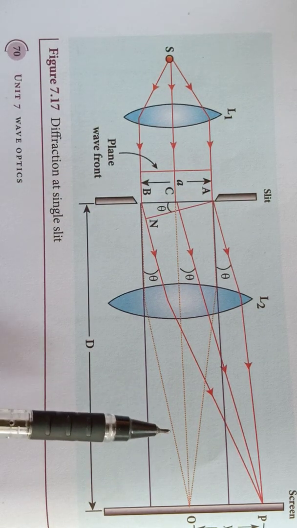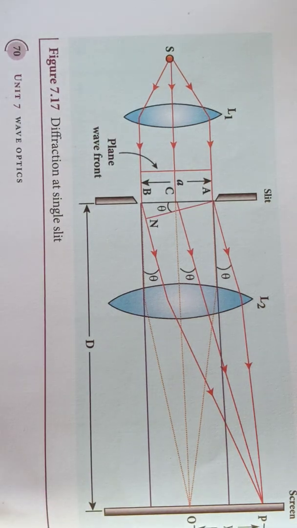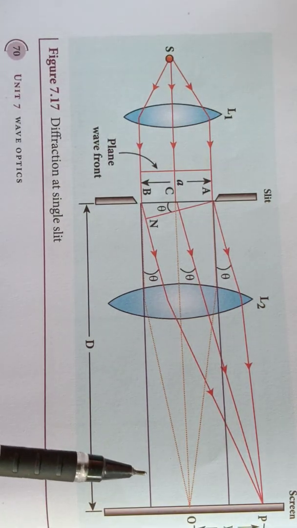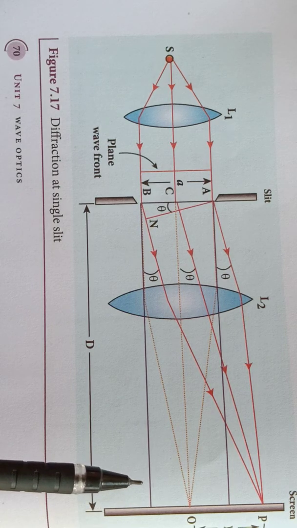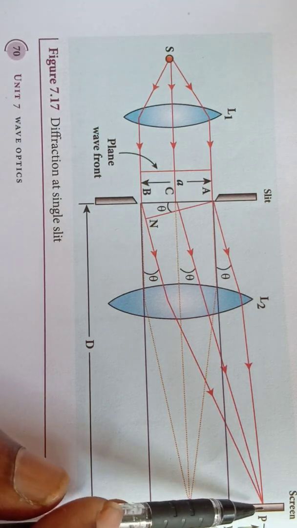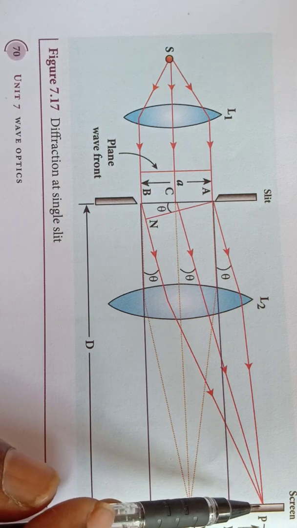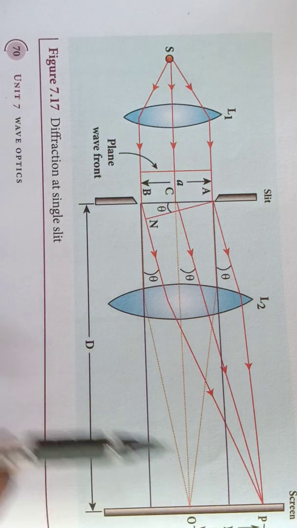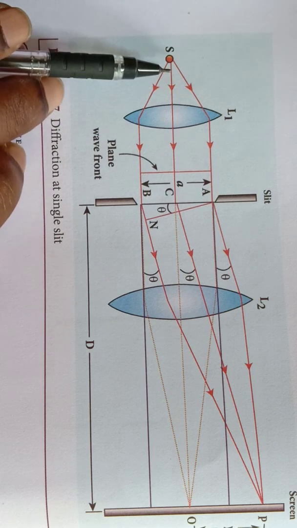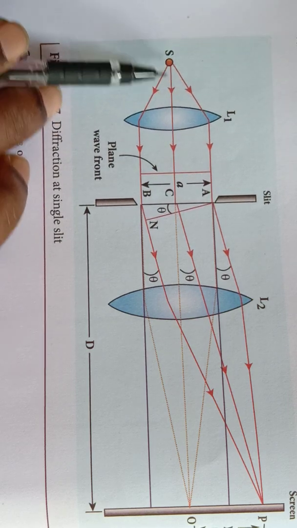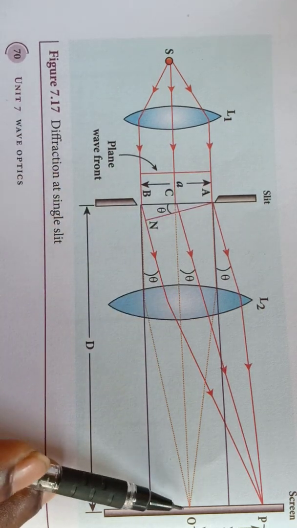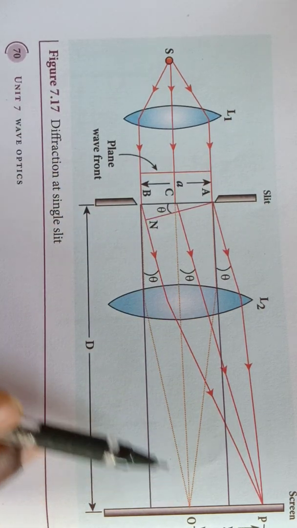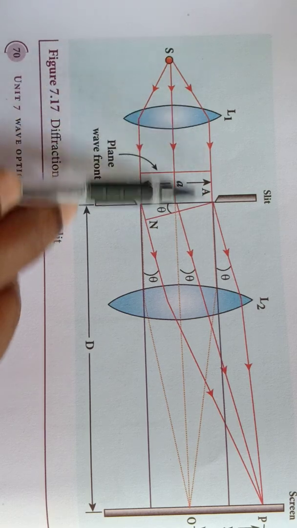Next, consider any point on the screen, say P. All the light from the different points on the slit reaching P makes an angle theta with the normal CO. First the source emits light waves, parallel to the slit, falling on the center O of the screen. Next, it undergoes diffraction, so the bending character of light takes place here.